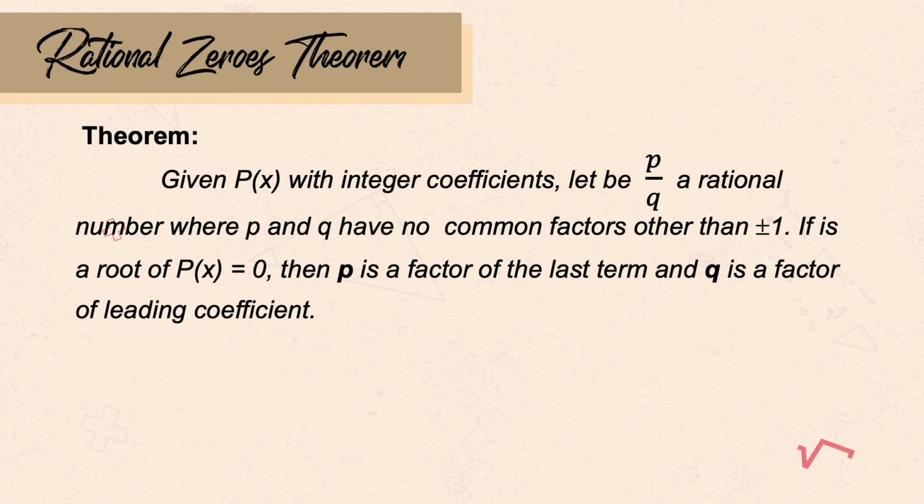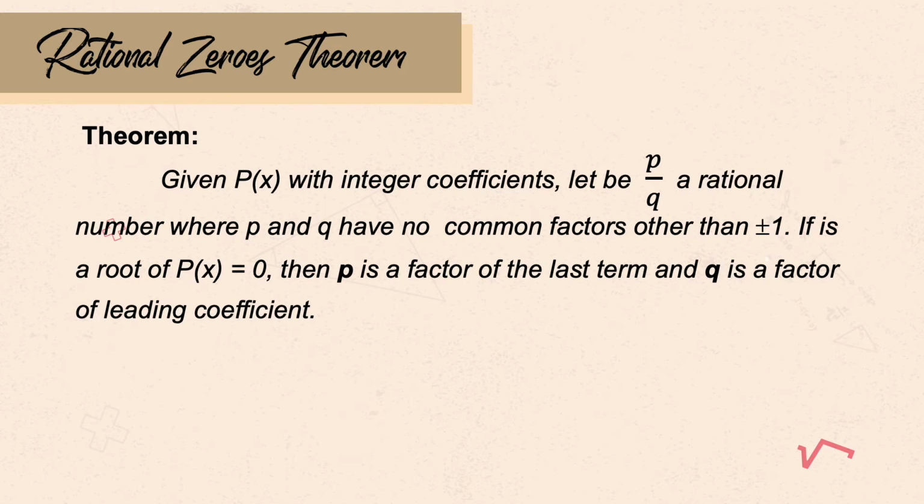It states that given p of x with integer coefficients, let p over q be a rational number where p and q have no common factors other than positive negative 1. If p over q is a root of p of x equals 0, then p is a factor of the last term and q is a factor of the leading coefficient. In the rational zeros theorem, these are also what we call potential zeros. It gives us a specific list of potential zeros.